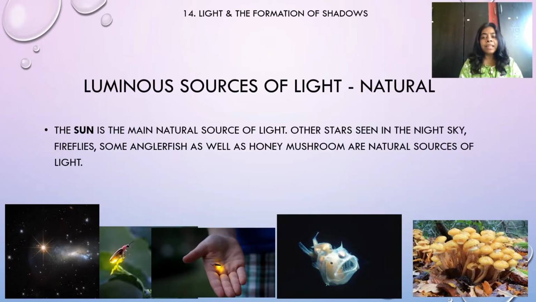Next, children, let us see a few luminous sources of light which are natural. The sun is the main natural source of light. Other stars seen in the sky, this is a star, fireflies, some anglerfish as well as honey mushroom are natural sources of light. This is a firefly, children. This is a firefly sitting on a leaf, and this is a firefly which we are holding in hand.